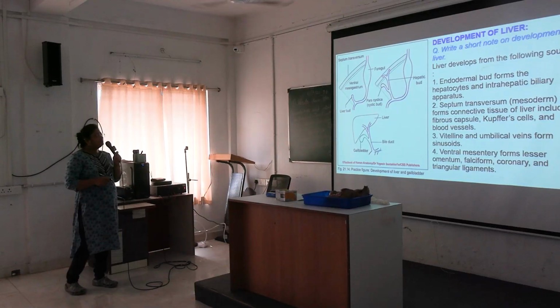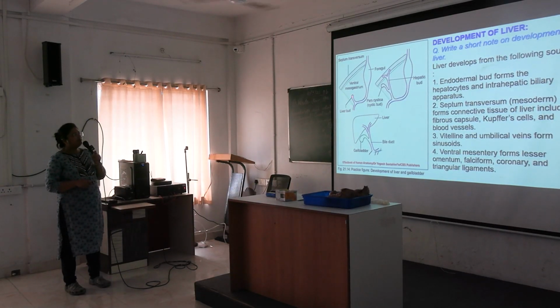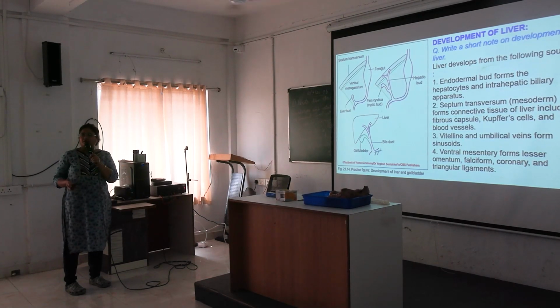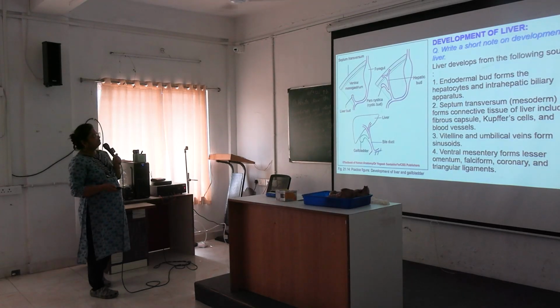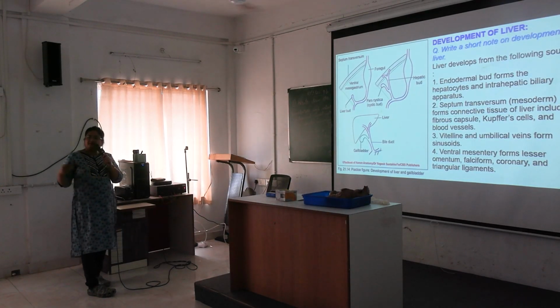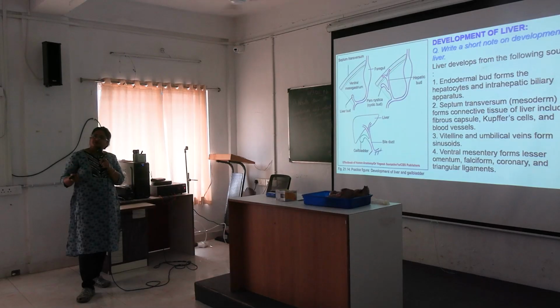See here, this is the foregut. From here one bud is developing, that is the liver bud, and it is branching and forming the whole liver. From here another branch is the cystic bud. The cystic bud is developing into the gallbladder. The peritoneal reflection over this developing liver tissue will form the false ligaments, and embryological remnants will form the true ligaments.